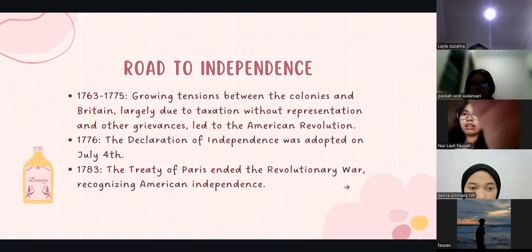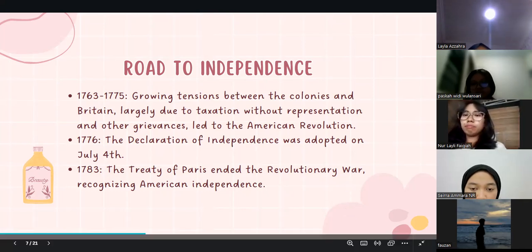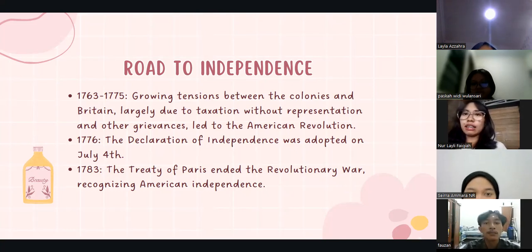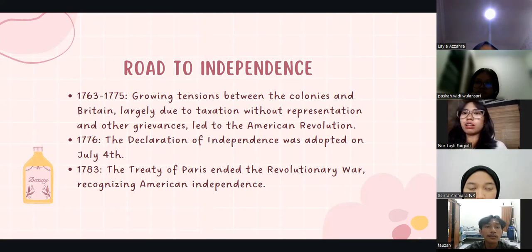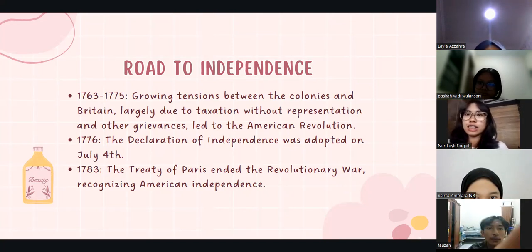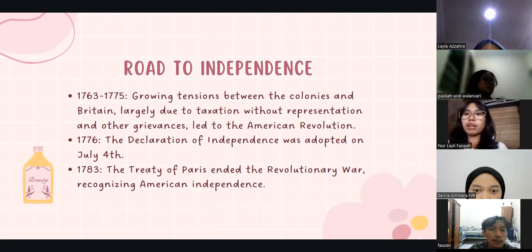From 1763 until 1775, growing tensions between the colonists and Britain, largely due to taxation without representation and other grievances, led to the American Revolution. In 1776, the Declaration of Independence was adopted on July 4th. And in 1783, the Treaty of Paris ended the Revolutionary War, recognizing American independence.